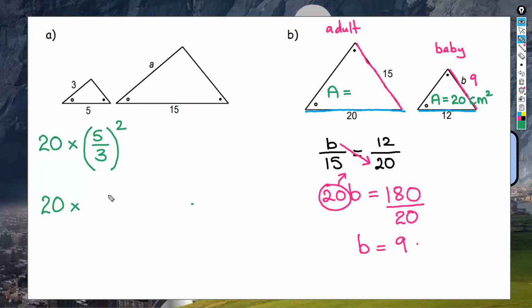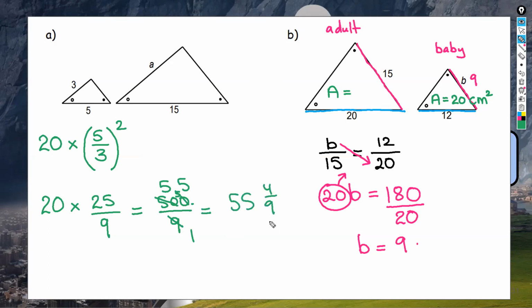5 squared is 25. 3 squared is 9. So all you have to do now is just work this out. 20 multiplied by 25 is 500, and you divide it by 9. You can use a little primary school skills here. 9 into 50 is 5, remainder 5. Again, 9 into 50 is 5, remainder 4. So the answer will be 55 and 4 9s.